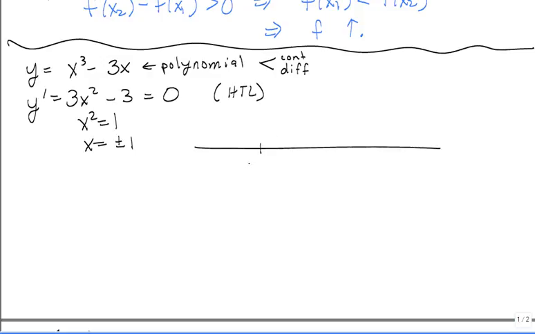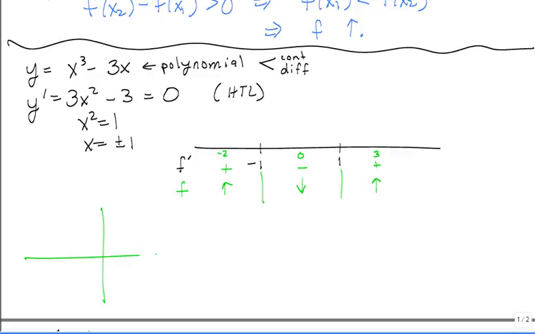Okay, so what we're going to do is test the first derivative. If we plug negative 2 into the first derivative, it is positive. 0 into the first derivative is negative, and 2 into the first derivative is positive. So if f prime is positive, f is increasing. Negative, it's decreasing, and positive, increasing. So that tells us about our graph.